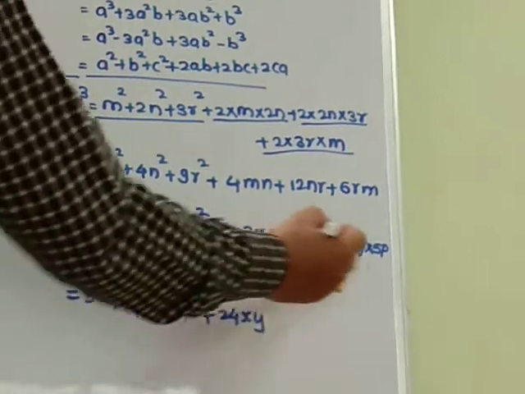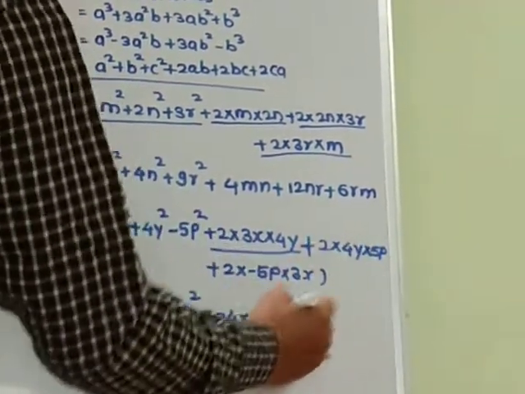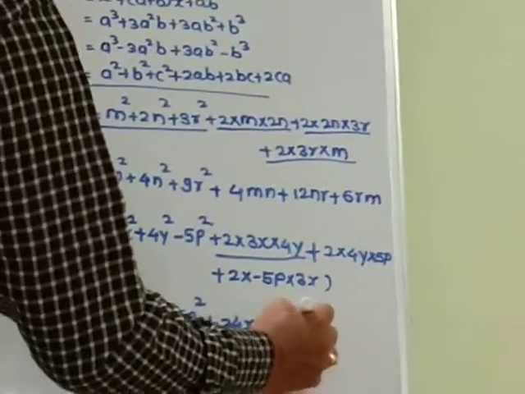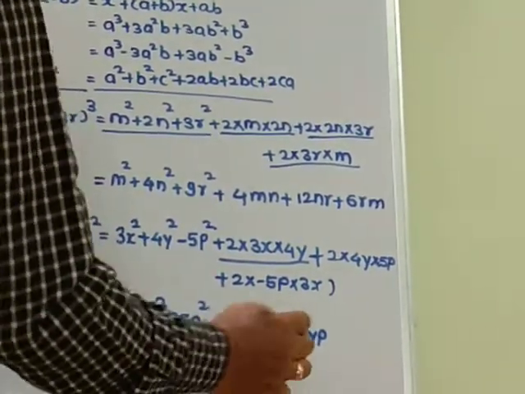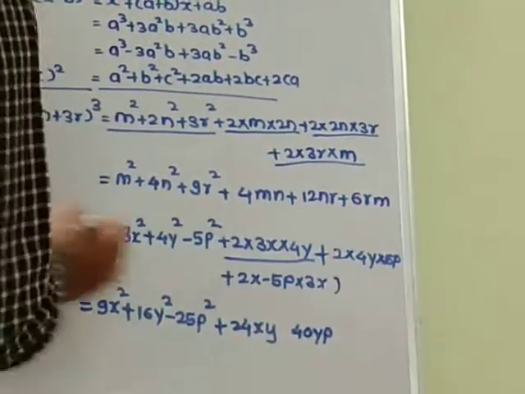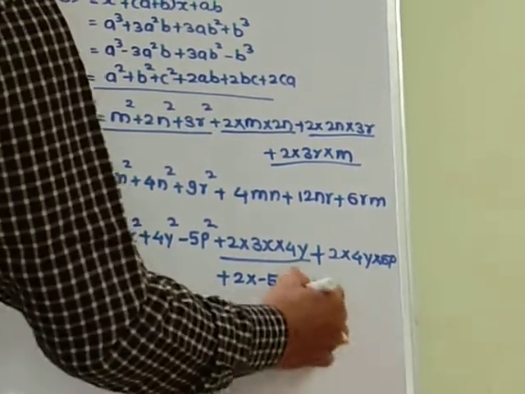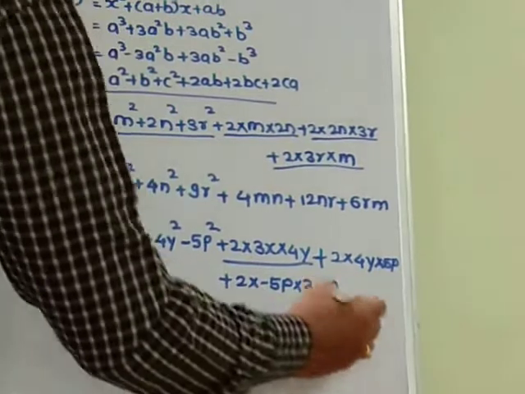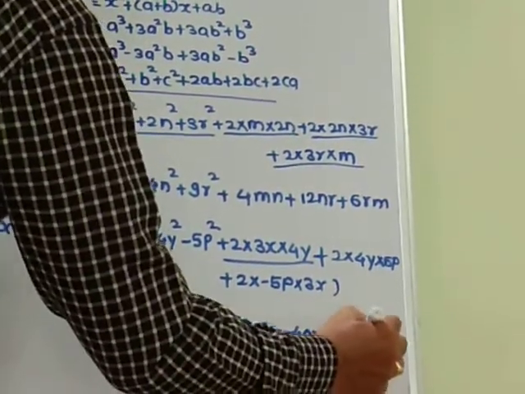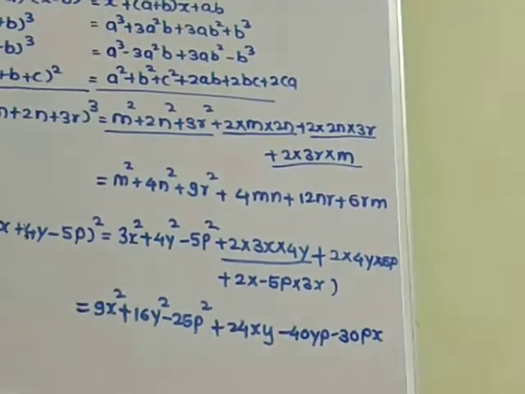Then 5 4s are 20, 20 into 2, 40, 40yp. Sorry, here comes minus 40yp because the 5 sign is minus. And here 5 3s are 15, 15 into 2, 30, minus 30px. Okay?